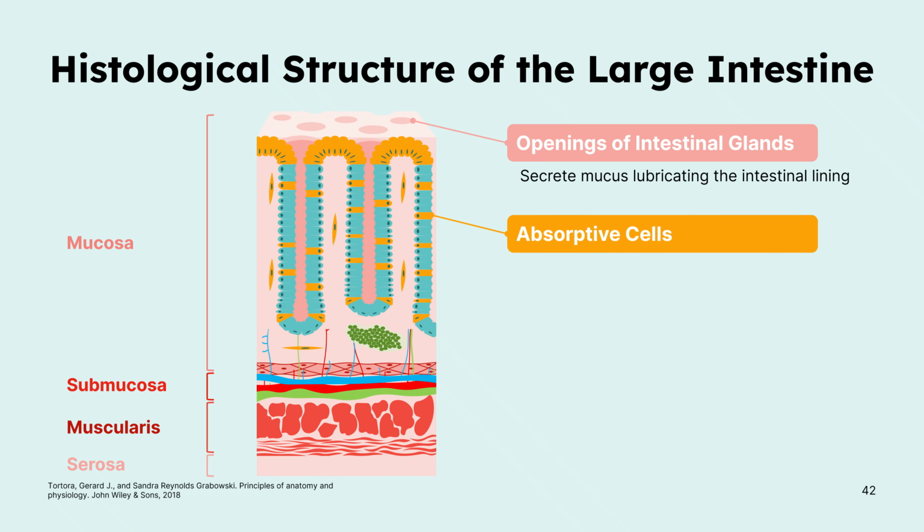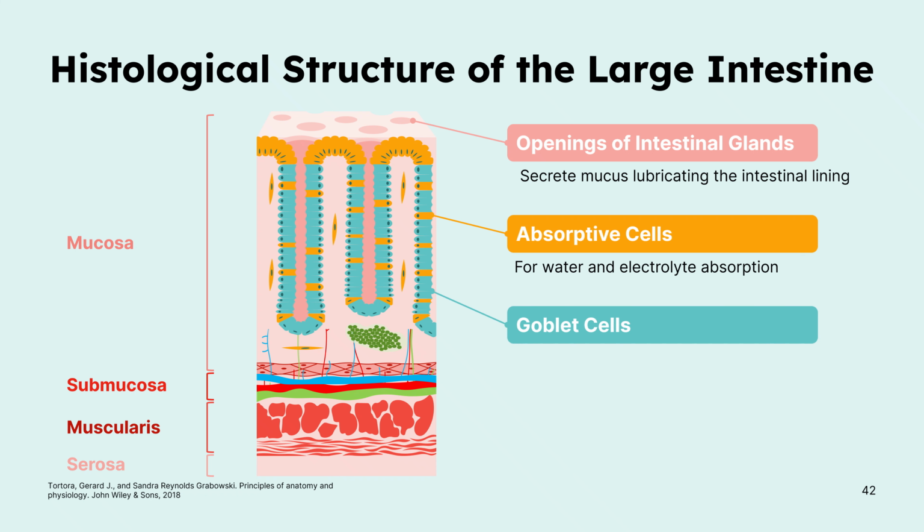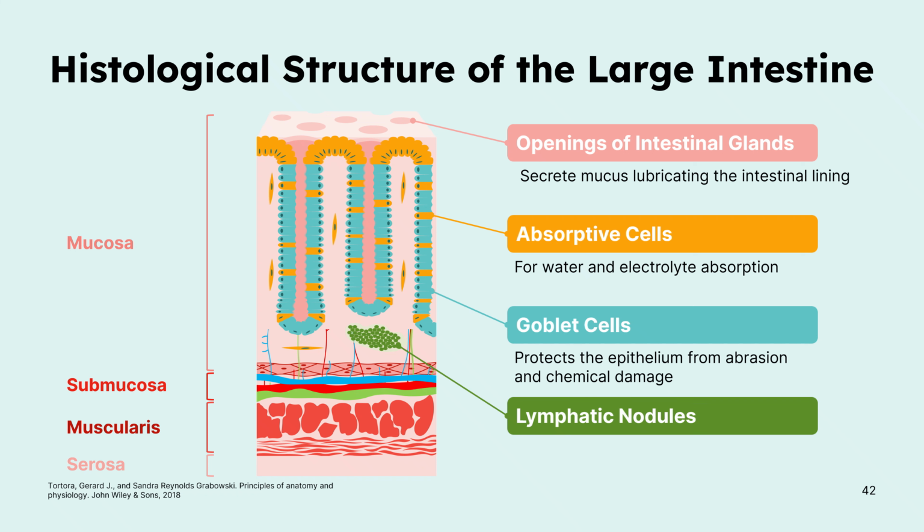Absorptive cells, forming most of the epithelium, are crucial for water and electrolyte absorption. Goblet cells, abundant throughout, produce a mucus layer that protects the epithelium from abrasion and chemical damage. Scattered lymphatic nodules contain immune cells that guard against pathogens in the digestive tract. Together, these features enable the large intestine to perform essential roles in absorption, protection, and immunity.